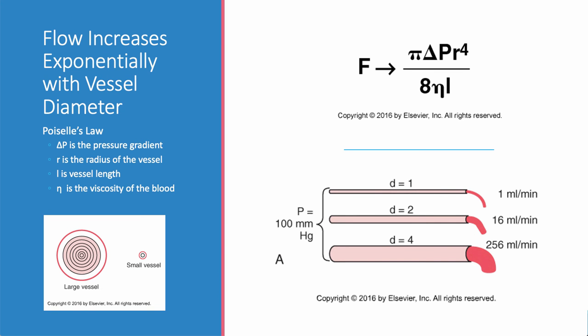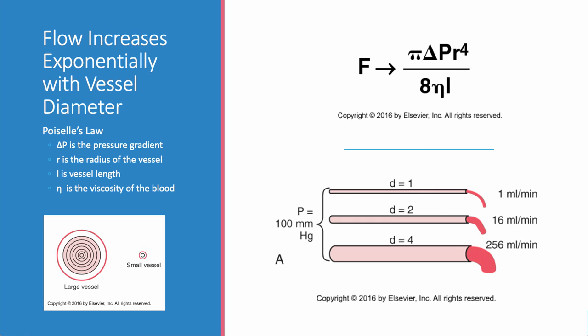Now, the next thing to keep in mind about blood flow is that it increases exponentially with the vessel diameter. So the bigger the vessel, the much more blood flow occurs. Okay? And the reason for that is this exponent. So remember, anything above the line is proportionate to, so flow is F. And as the radius of the artery increases, the flow dramatically increases because the radius is taken to the fourth power here.